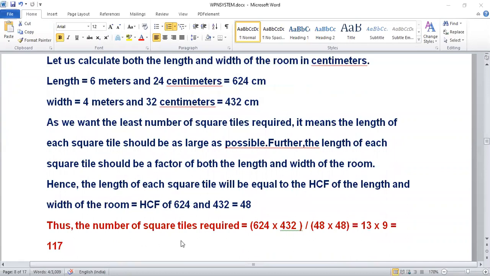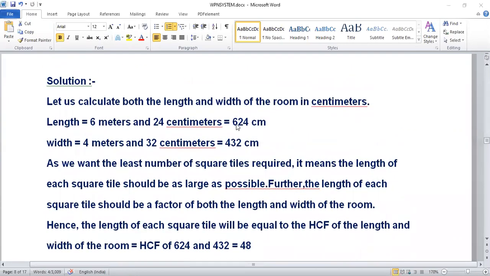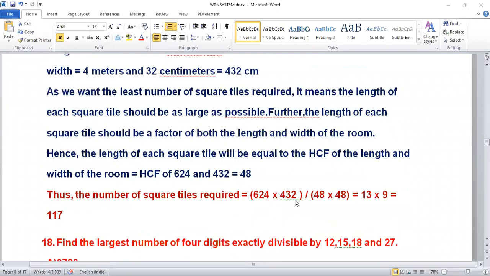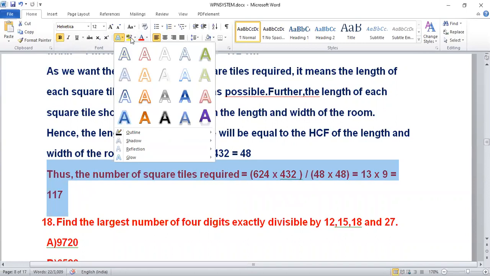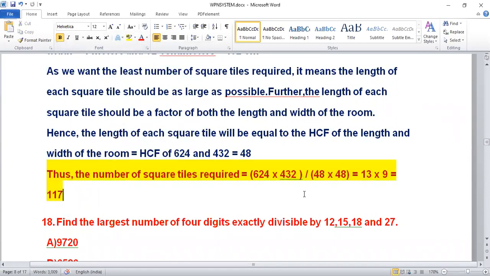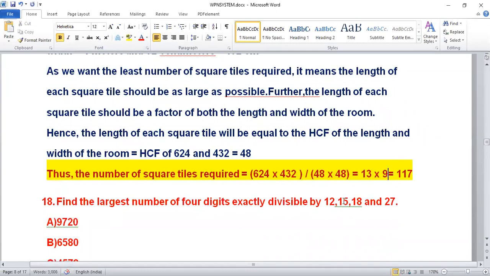Step number 2, we have to find the number of square tiles needed. So that would be equal to 624 divided by 48 multiplied by 432 divided by 48. Means we are dividing each dimension by the HCF. This is the most important thing that you have to keep in mind. So there would be in fact 117 tiles. Okay, you have to just remember this step. This last step is very important. This is slightly different. Just remember this step. This is a very important step.